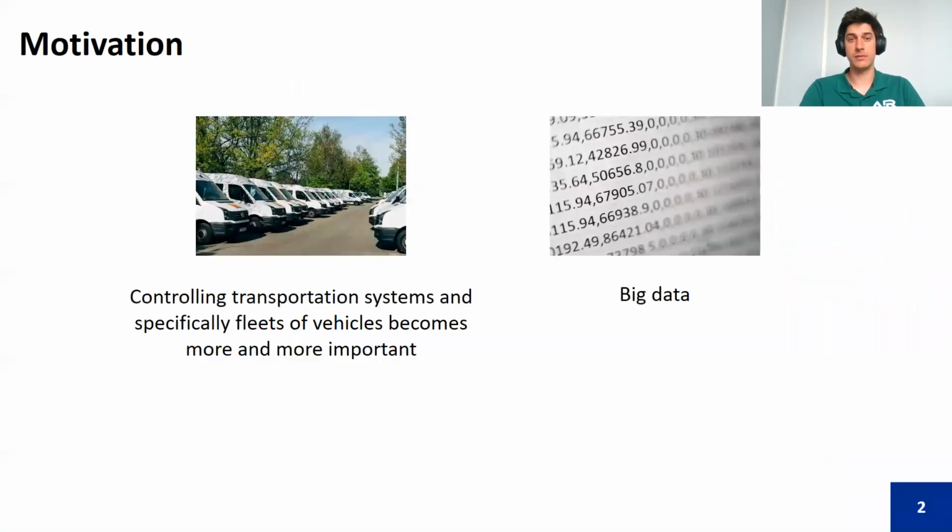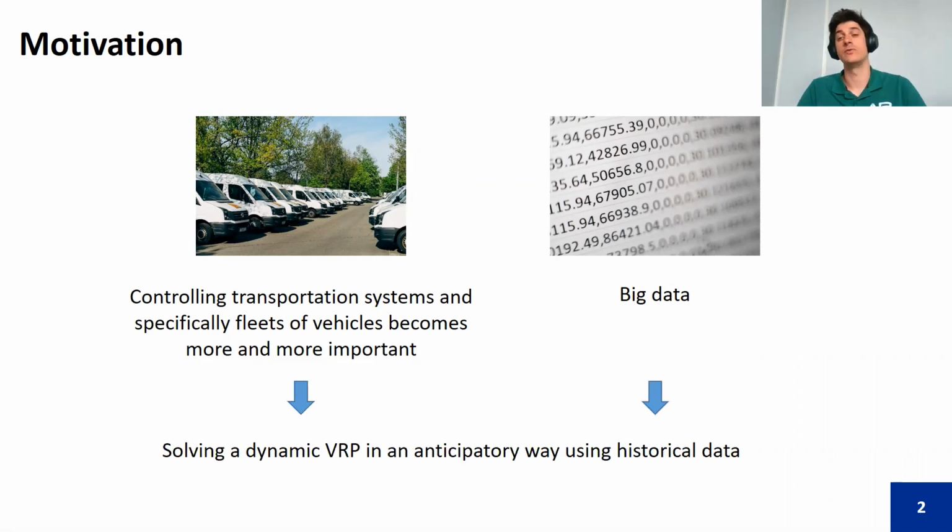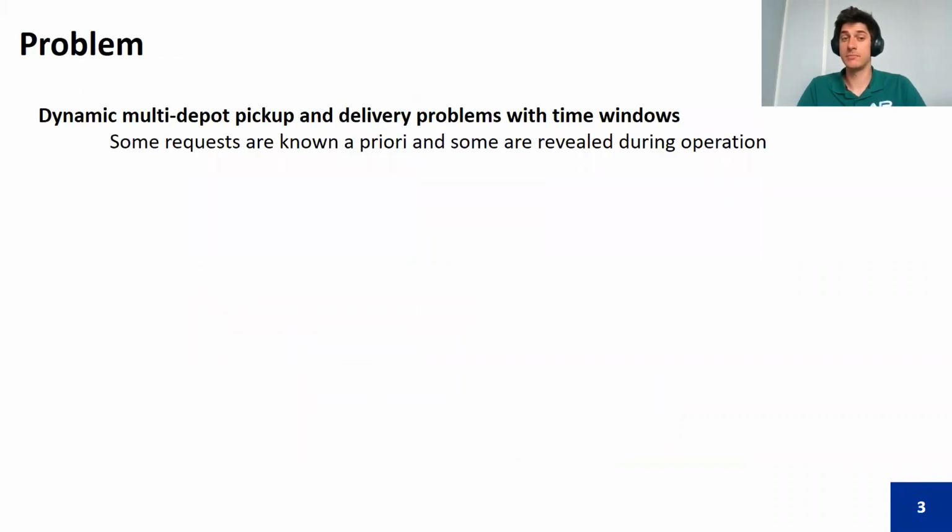Why we worked on this problem is because we saw a trend that controlling transportation systems effectively has become more important over time, within the last years, especially for dynamic and stochastic problems. On the other side, we see that more and more data is gathered, which can be used. We try to combine the two for solving a dynamic vehicle routing problem in an anticipatory fashion using this historical data. The specific problem we looked at was a dynamic multi-depot pickup and delivery problem with time windows.